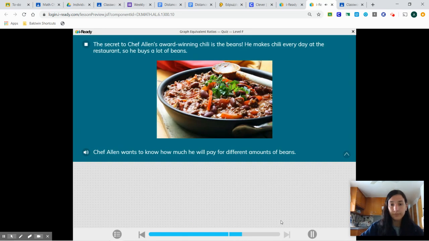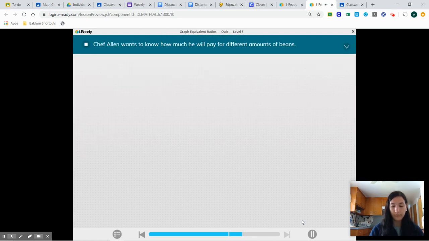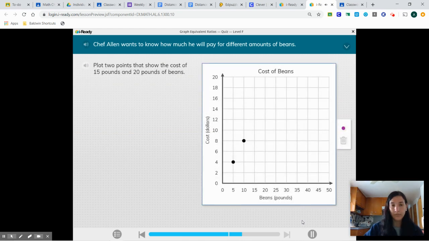The secret to Chef Allen's award-winning chili is the beans. He makes chili every day at the restaurant, so he buys a lot of beans. Chef Allen wants to know how much he will pay for different amounts of beans. Plot 2 points that show the cost of 15 pounds and 20 pounds of beans.